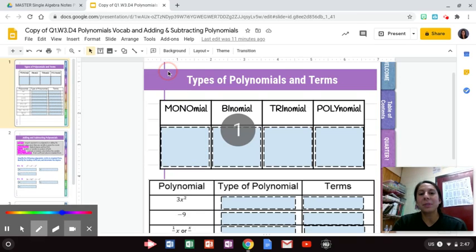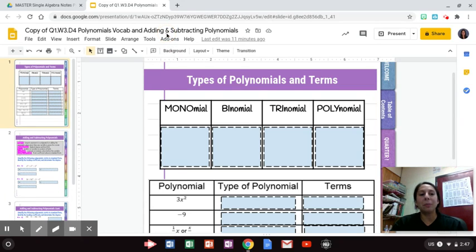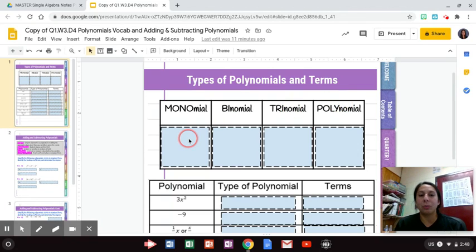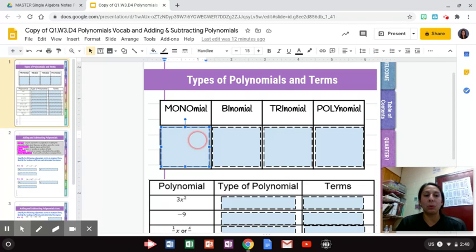Hey guys, today's September 3rd and we're going to be going over polynomials. So today we're going to be learning about different types of polynomials. We have something called a monomial, a binomial, a trinomial, and then just a general polynomial. So we'll first start with monomials. Monomials have one term and they have no addition or subtraction.